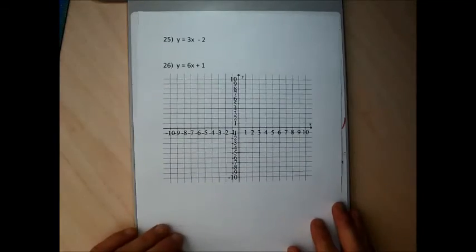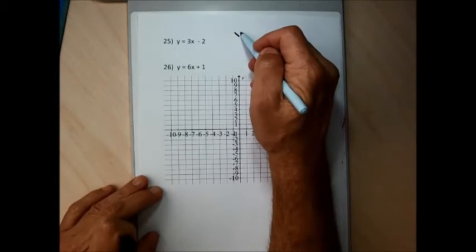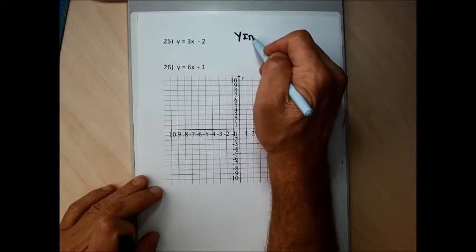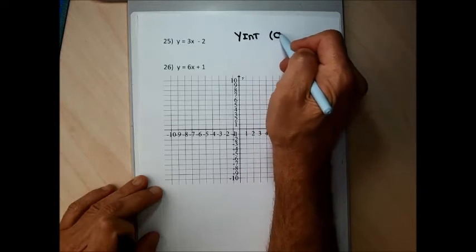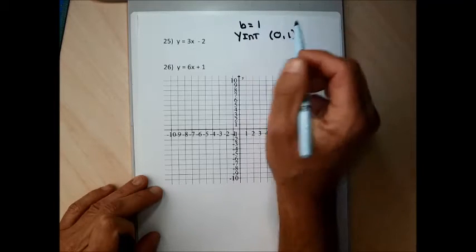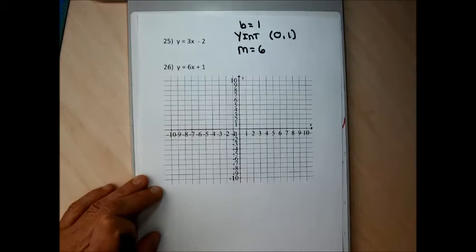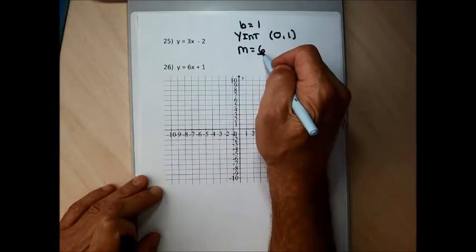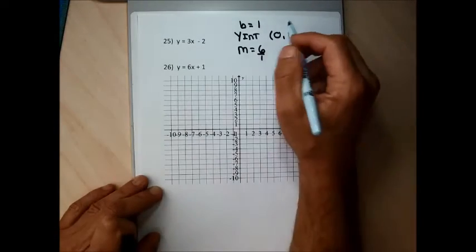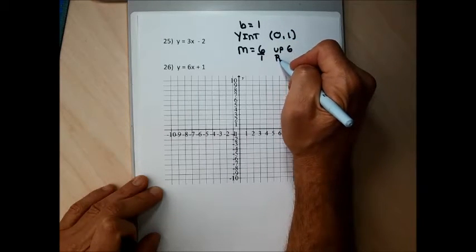So for problem 26, y equals 6x plus 1, the y-intercept in problem 26 is going to be the point 0, 1, because the b in this problem is 1. The slope is 6, and the slope isn't written as a fraction. I can certainly make it a fraction by writing it over 1. And that's going to tell me to go up 6, and the denominator tells me to go right 1.